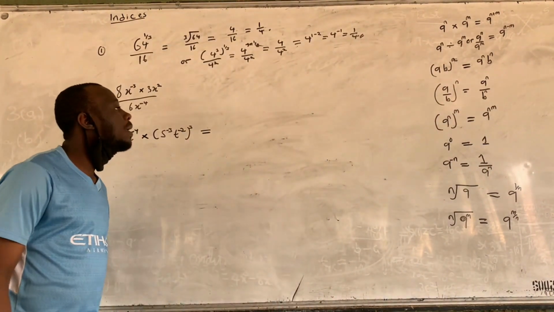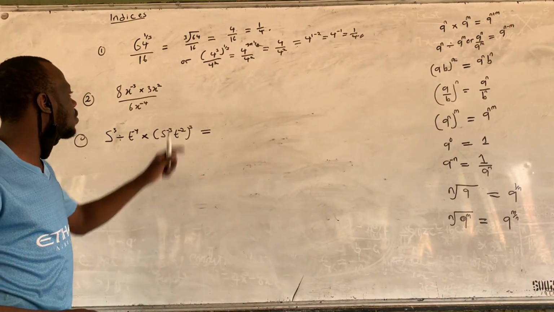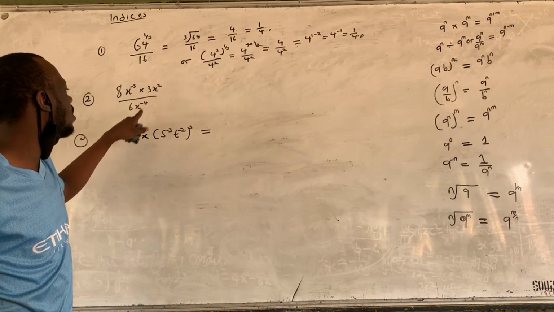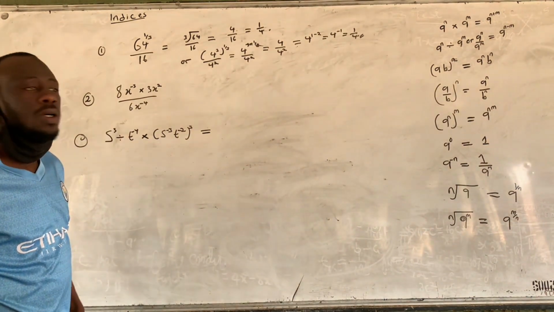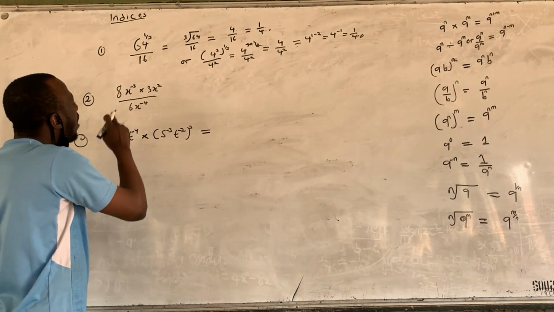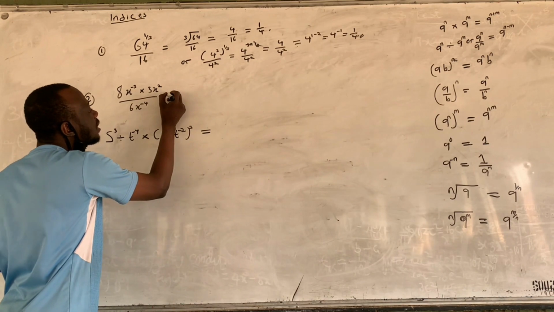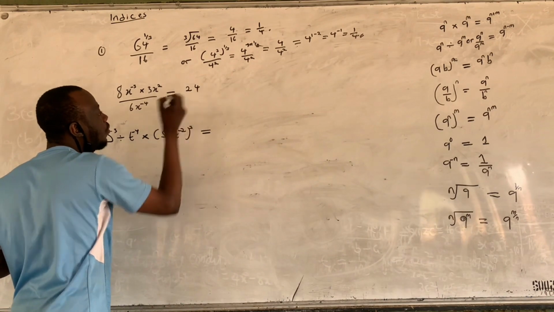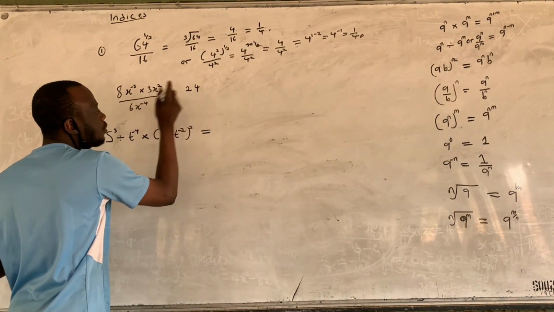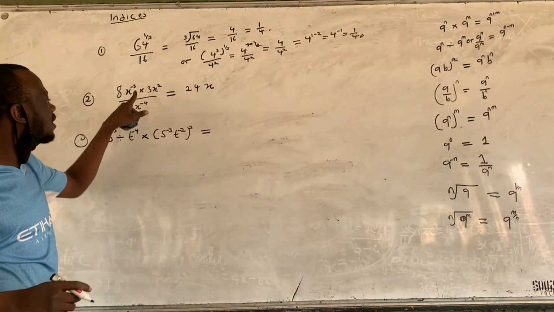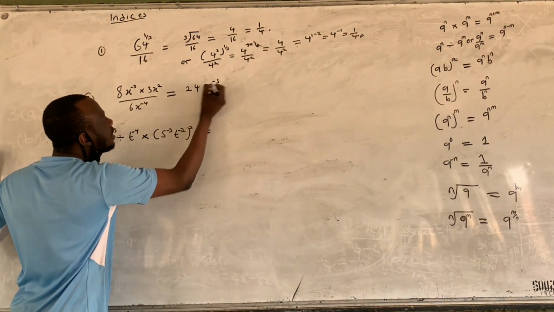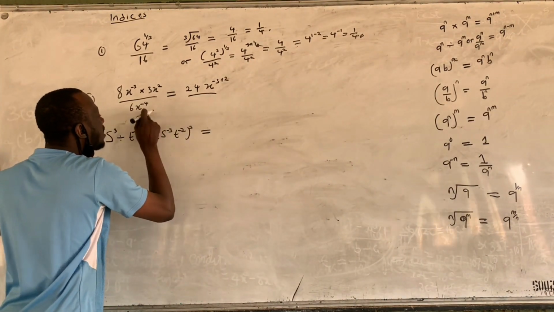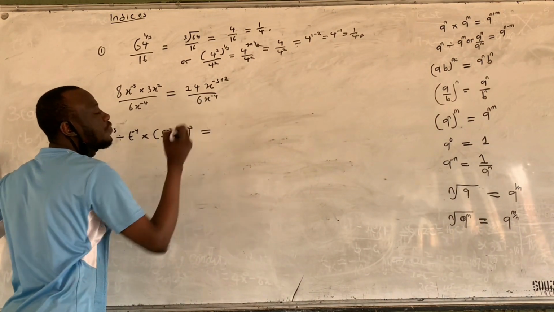So now let's take this question. The question says 8x to the power of 3 times 3x squared times 4 to the power of minus 4. Remember, the first thing we have to do is multiply these numbers: 3 times 8 is 24. Then we take one base between the two, x. Since there is a multiplication sign between them, we add the powers: minus 3 plus 2. All over 6x to the power of minus 4.